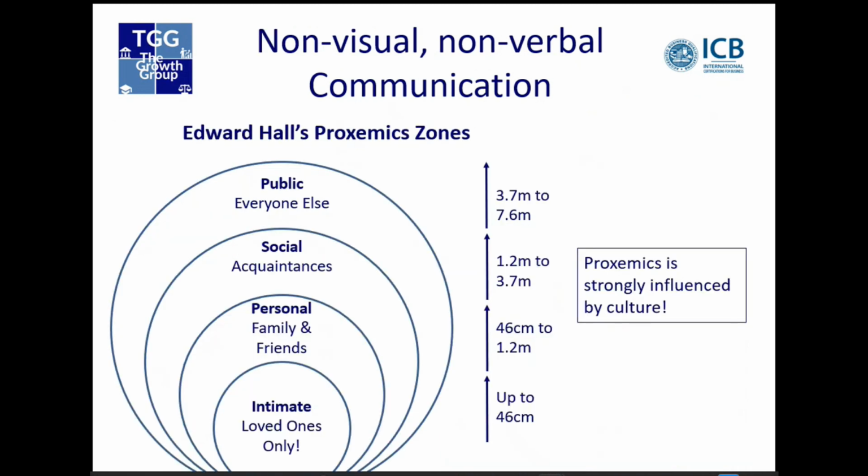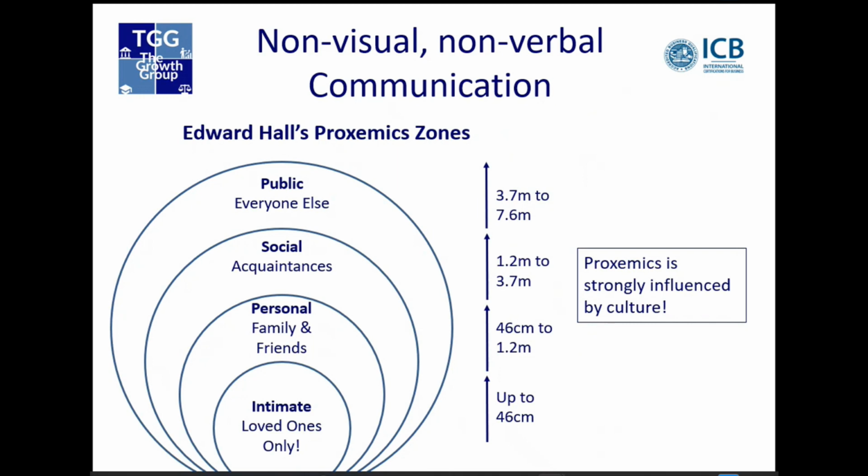Okay. The next thing we can look at is non-visual, non-verbal communication. So these are examples of things that are non-visual and non-verbal. And we have Edward Hall's proxemics zones there. And he says that these zones are zones that we allow people into.